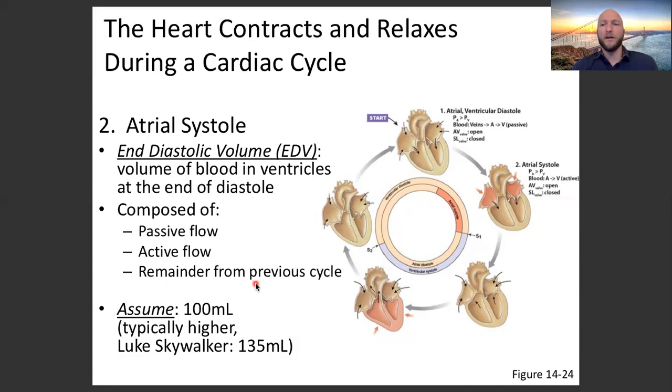and the remainder from the previous cycle. Not 100% of blood is pumped out. In a normal situation, a high percentage is pumped out, but not 100%. Assume an average adult human, 100 milliliters is the end diastolic volume. A very athletic person, like Luke Skywalker, it might get up to 135 milliliters. So atrial systole is the contraction of the atria to push that last 1/3 of blood into the ventricles to get them completely full.